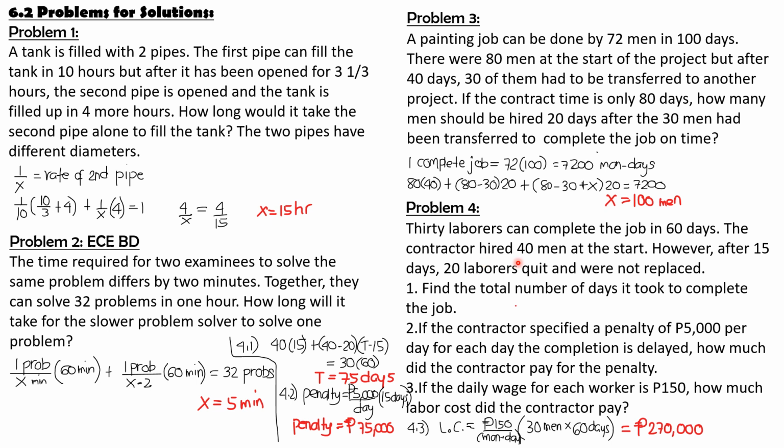The contractor hired 40 men at the start. However, after 15 days, 20 laborers quit and were not replaced. Find the total number of days it took to complete the job.